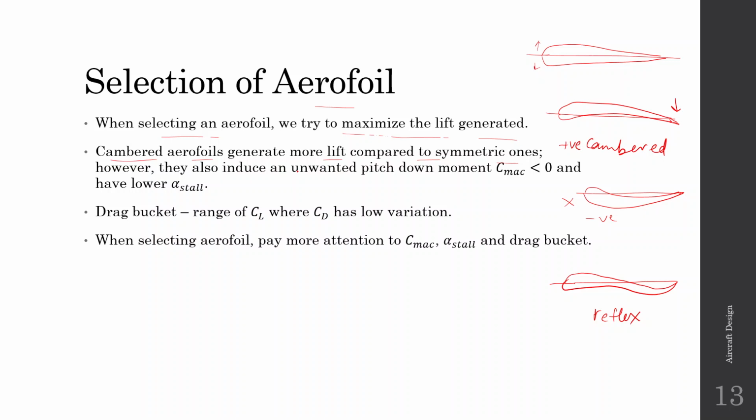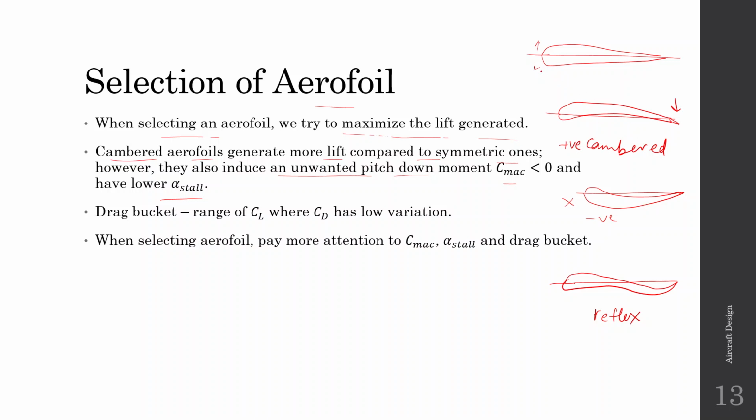So we try to use cambered airfoils, but cambered airfoils also induce an unwanted pitch down moment. Cambered airfoils have CMAC less than 0, and they also have a lower stall alpha, so we have to fly them at a lower angle of attack.